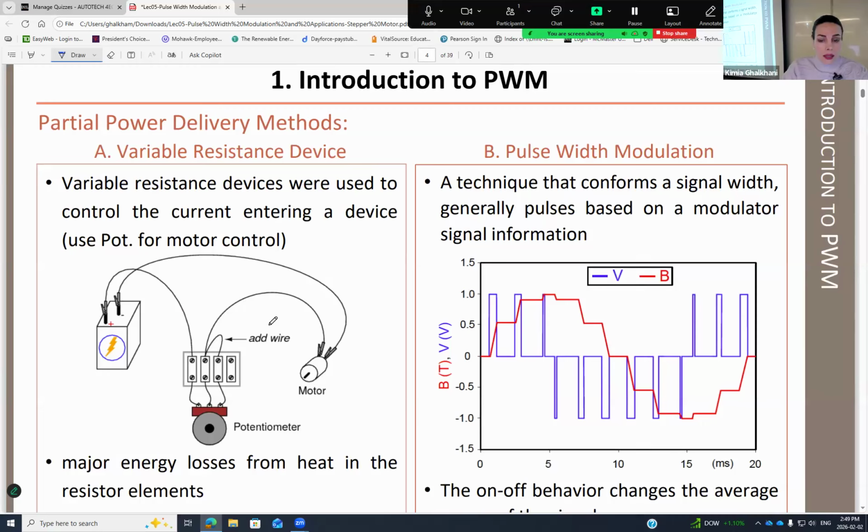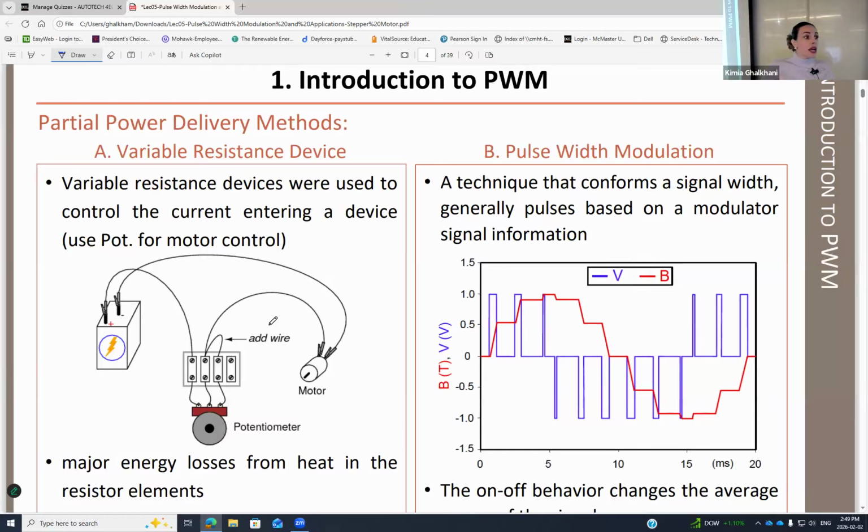So let's focus on PWM. The main reason for pulse width modulation is the delivery method of partial power. Remember, if we have an analog input, it's not going to be really easy to generate output through that constant analog input and convert it.